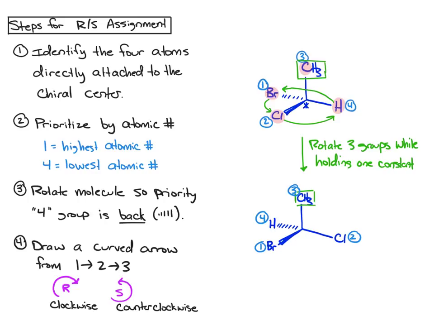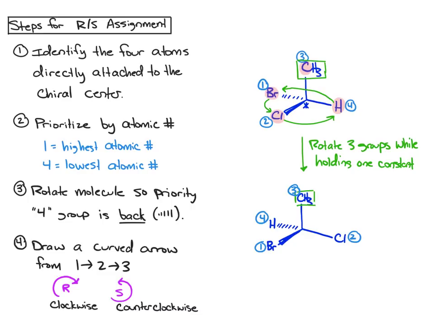we have to draw a curved arrow from priority 1 to 2 to 3. If our arrow goes clockwise or to the right, we assign an R configuration. If our arrow goes counterclockwise or to the left, we assign an S configuration.